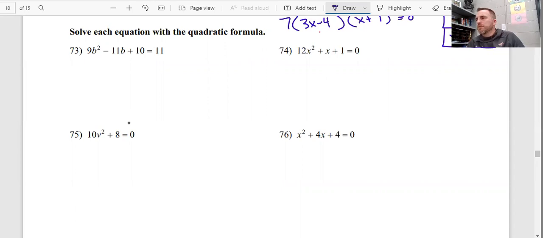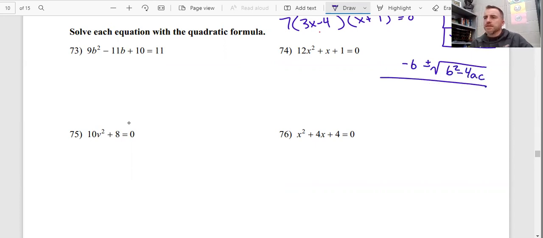I wrote the quadratic formula on a previous video, but it is -b plus or minus the square root of b squared minus 4ac all over 2a. That is, if you take a, b, and c, which are unique for each quadratic, and you put them in the quadratic formula, it'll tell you the x values that give you that true statement that make the whole quadratic equal to 0.